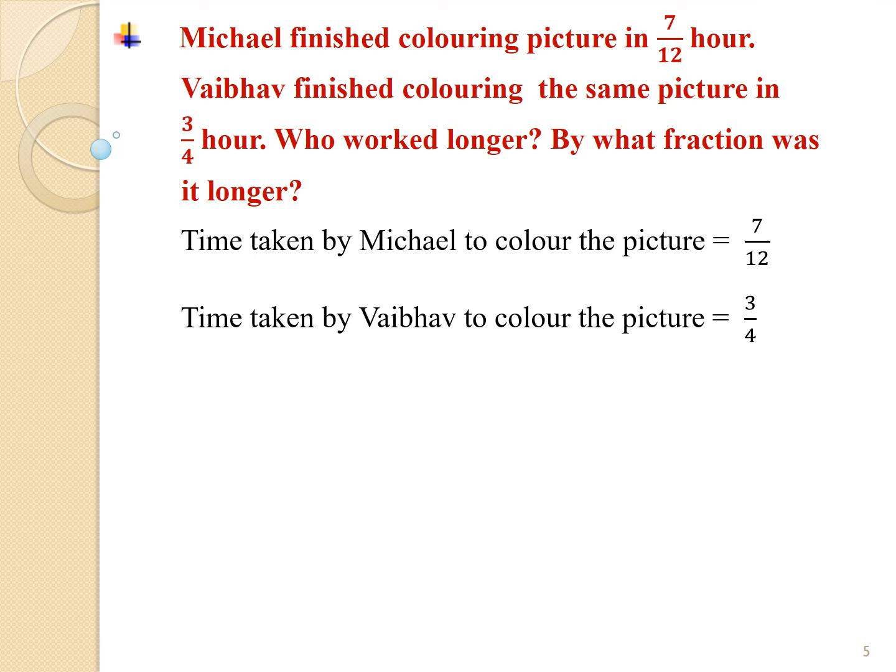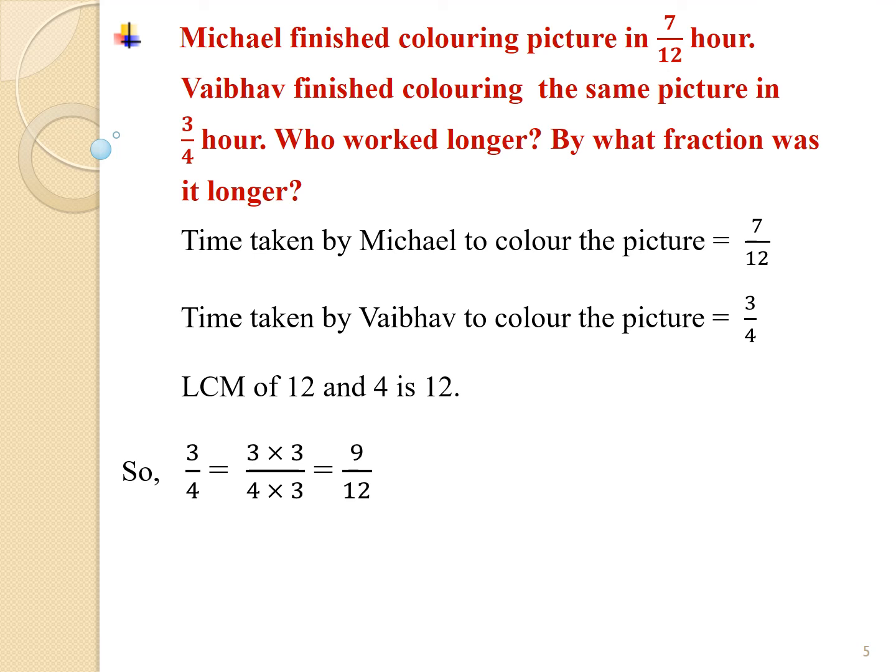Now, finding the LCM of denominators 12 and 4, as the given fractions are unlike, we get 12. Now, finding the equivalent fraction of 3 upon 4 with denominator 12, as the LCM is 12, we get 3 upon 4 equals 3 into 3 upon 4 into 3, which is equal to 9 upon 12. Students, now it is clear to us that 7 upon 12 is smaller than 9 upon 12. Thus, Vaibhav worked longer.